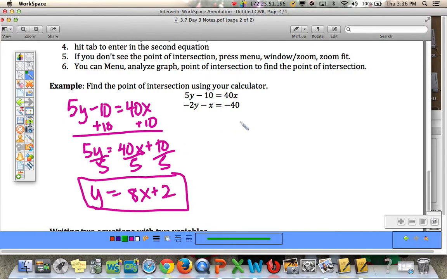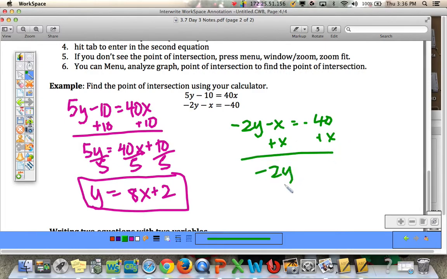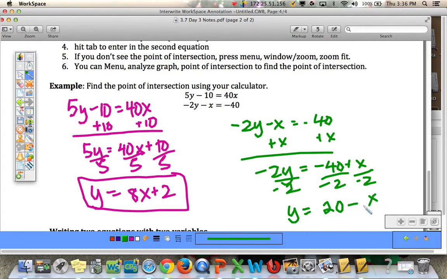And the second one we'll do in a different color. Negative 2y minus x equals negative 40. Let's get y by itself, so we're going to add x to each side. Negative 2y equals negative 40 plus x. Divide by negative 2. We'll get y equals 20 minus x over 2. So I just moved this minus up top right here. All right, let's graph these and find the point of intersection.